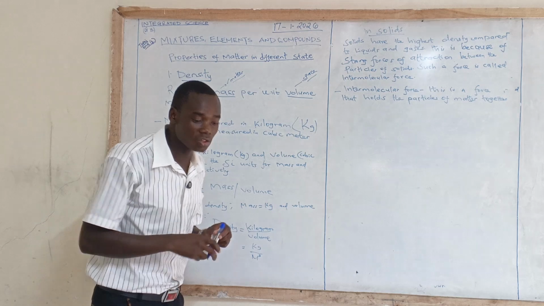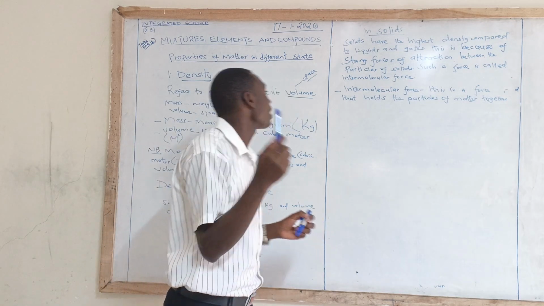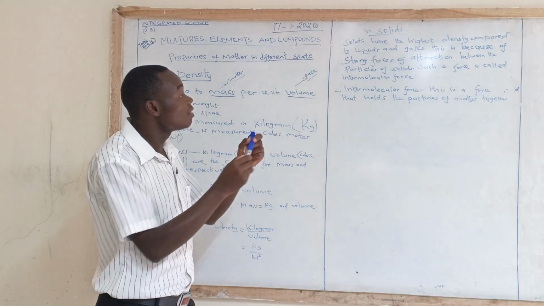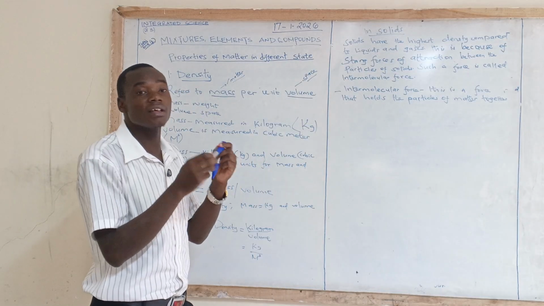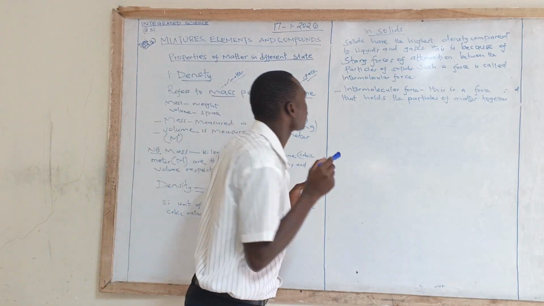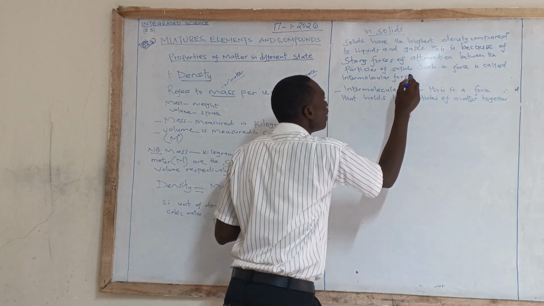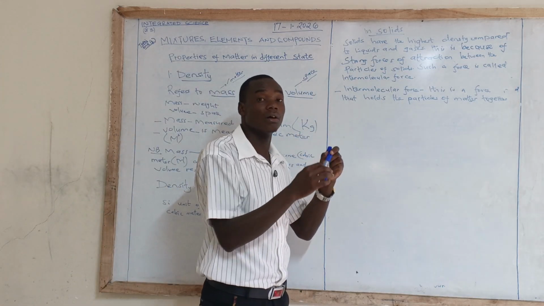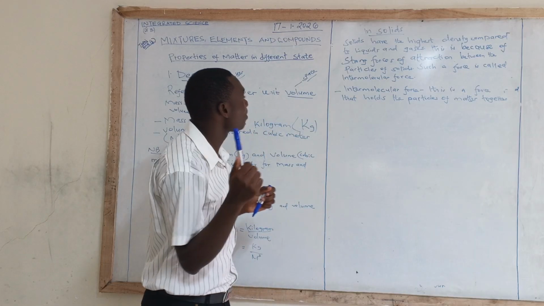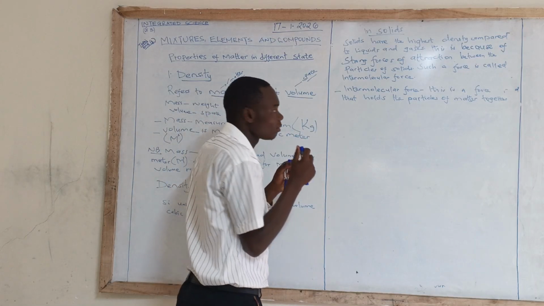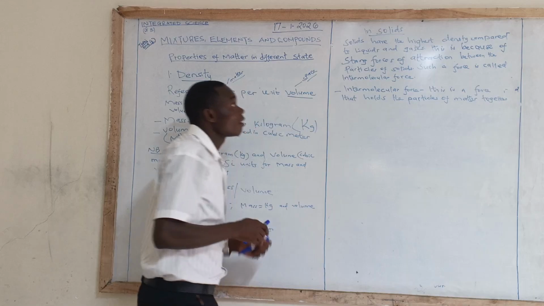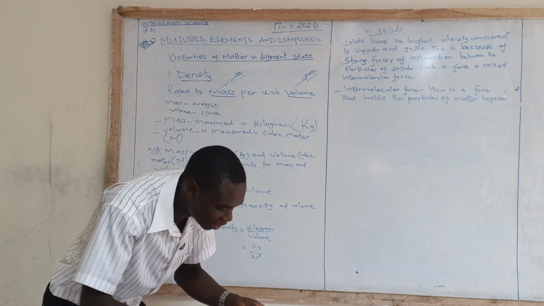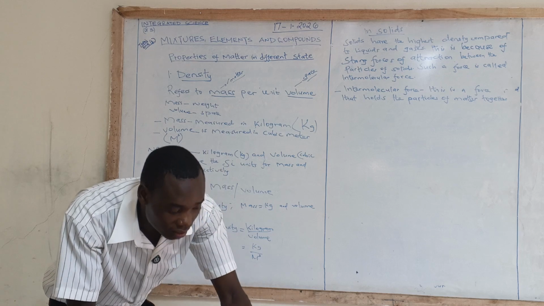So you realize that the solid, for example, this marker pen, you realize that it is a solid. Now the force holding these particles together is called intermolecular force. It is able to hold the particles of this particular plastic together. Therefore, we realize that the density of such a solid is high.